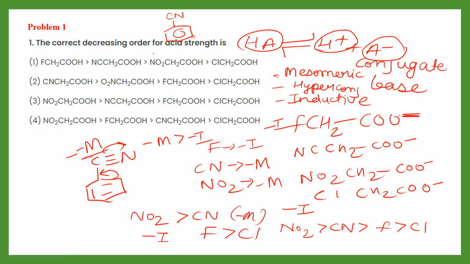Here they are asking for the decreasing order of acidic strength. So first it should be NO2. So options 1 and 2 get cut. Among 3 and 4, in the fourth option fluorine is coming before nitrile, which is wrong. So option 3 is most appropriate. Have you understood? Yes, ma'am. Okay.